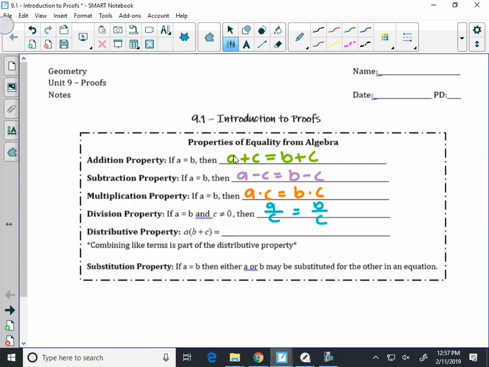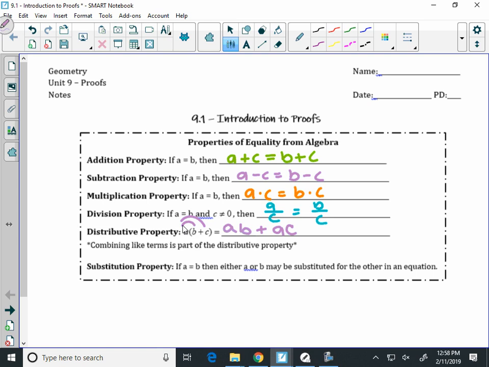The distributive property, again, you used it in Algebra 1, allows us to take this A and distribute it to everything inside those parentheses to get A times B plus A times C. Whenever you combine like terms, that's a part of the distributive property. So if you're ever combining like terms in a proof, you're using the distributive property.